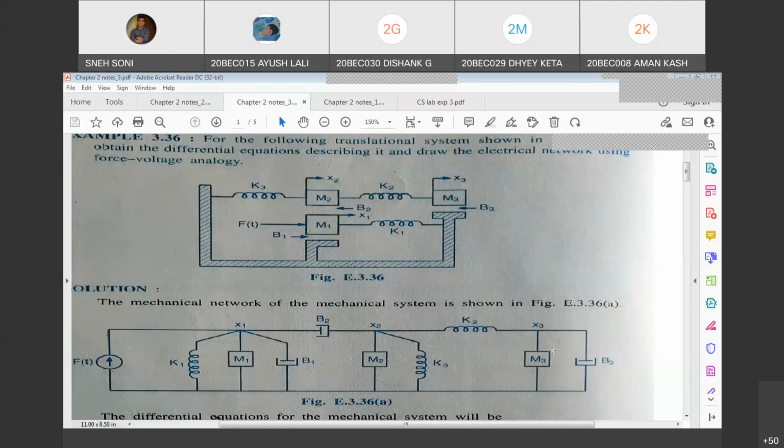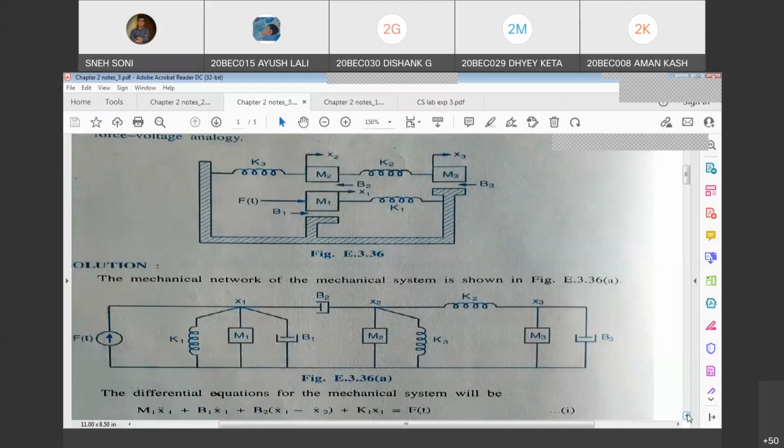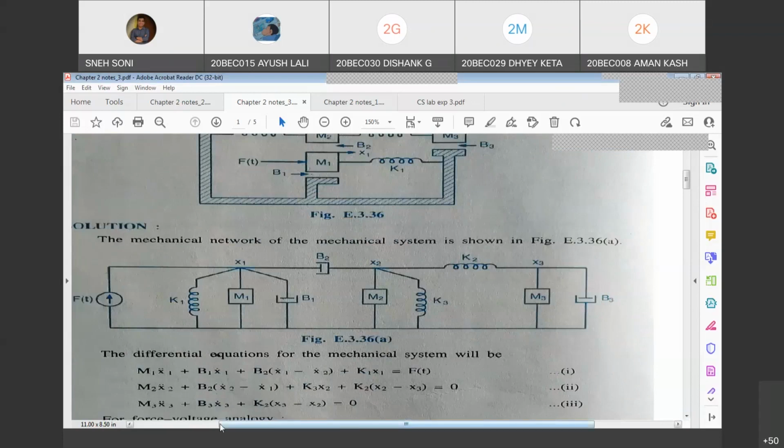So let's check the equations which we have derived with the solution. First equation: m1 x1 double dot plus b1 x1 dot plus b2 into (x1 dot minus x2 dot) plus k1 x1 equals f of t. Second equation: m2 x2 double dot plus b2 into (x2 dot minus x1 dot) plus k3 x2 plus k2 into (x2 minus x3) equals 0. Third: m3 x3 double dot plus b3 x3 dot plus k2 into (x3 minus x2) equals 0. These are my equations 1, 2 and 3. Any difficulty, students? Any doubt in all three equations?